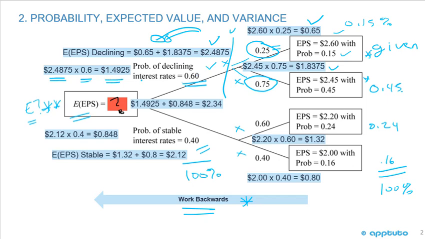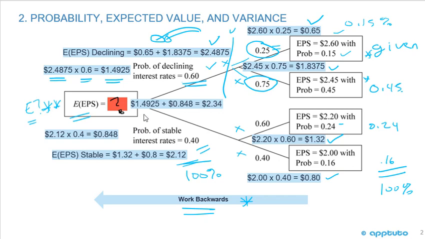Pretty easy, as I said, folks. Same procedure down here on the bottom side. We have an EPS of $2.20. Multiply that by 60%. We got $1.32. $2 times 40%, 80 cents. Add the two together, and we have $2.12. Okay? So $2.12 times 40%, and we have 0.848. So now we have the lower part of the tree.